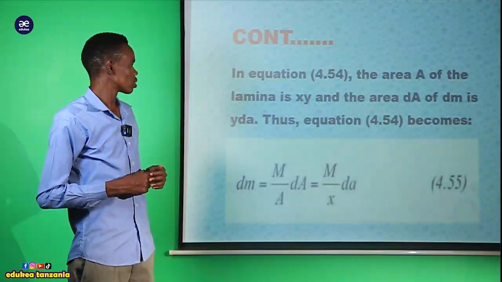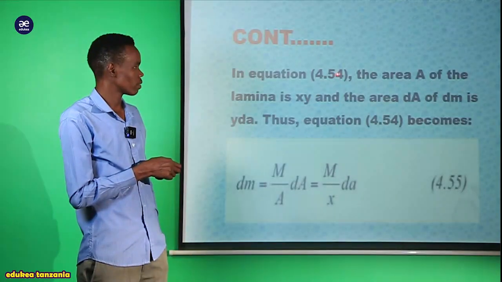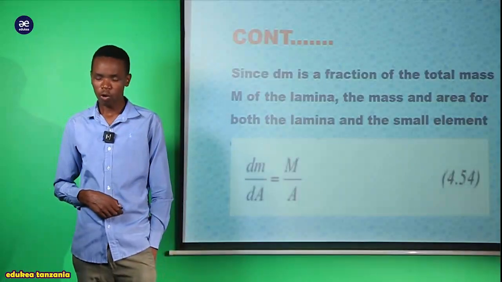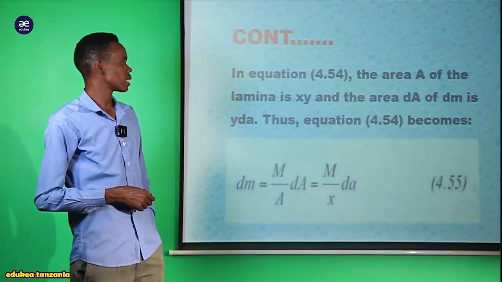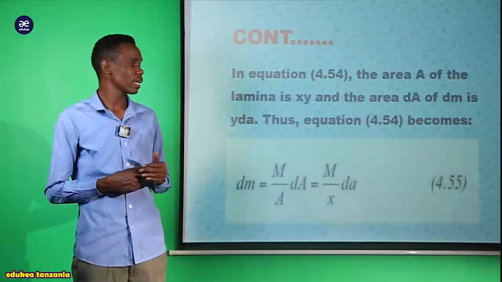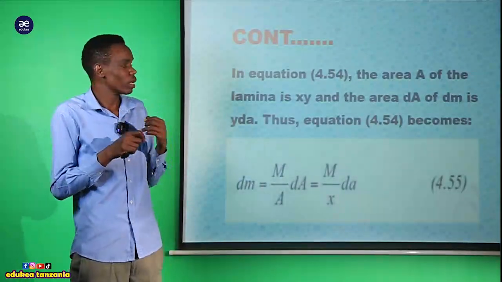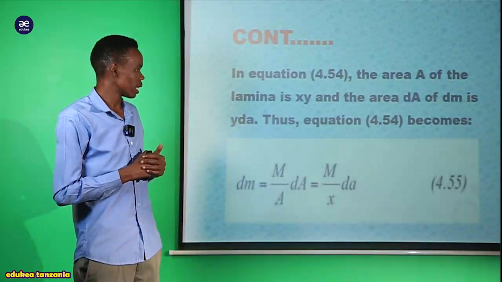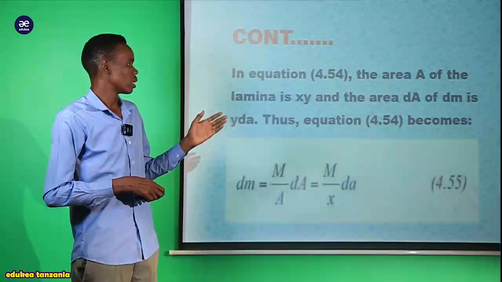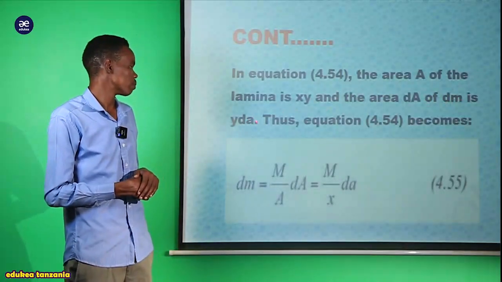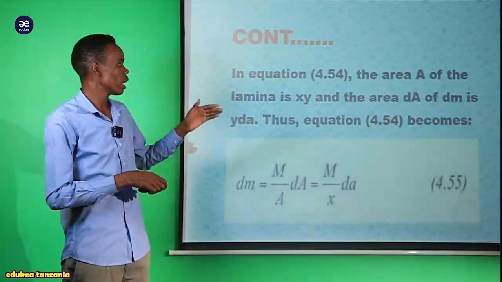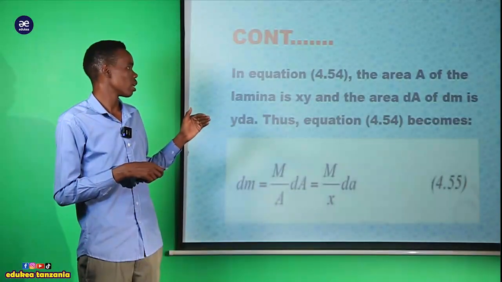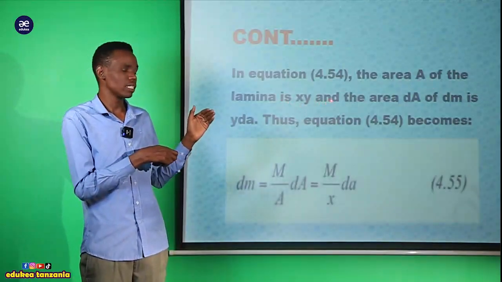So after this one, my dear student, in equation number 4.54, as we recall on our fourth topic, we say that the area of the lamina is xy. The area of the lamina should be obtained using the x and y, and also the area dA of dm is y da. For the area of the lamina along the xy, the area A of the lamina is xy.